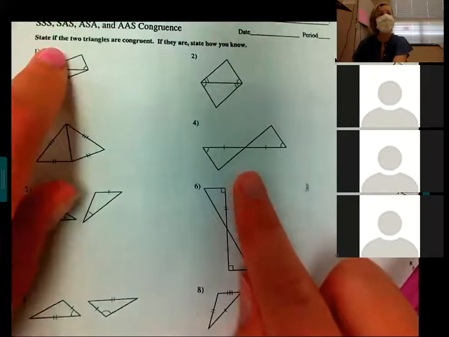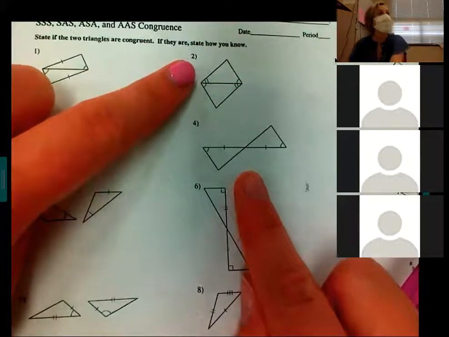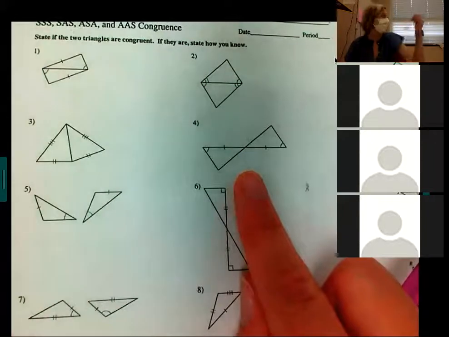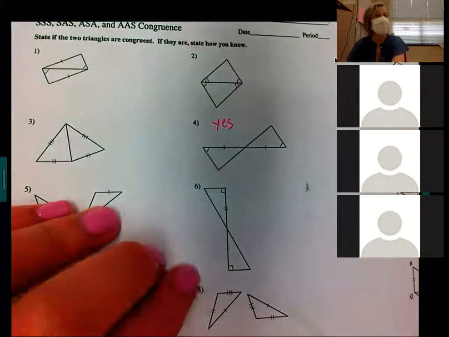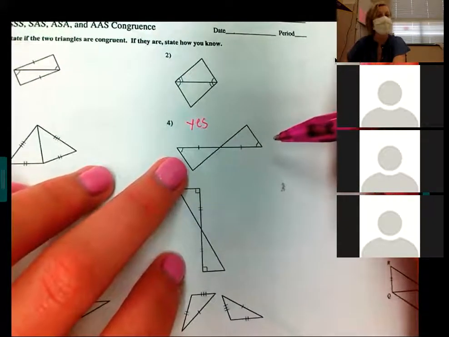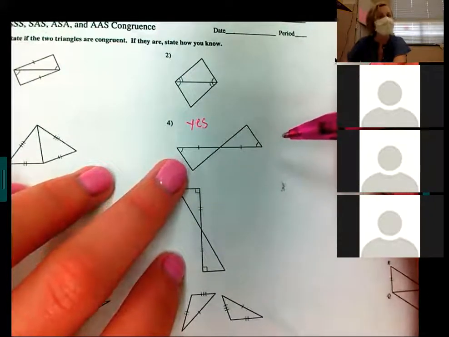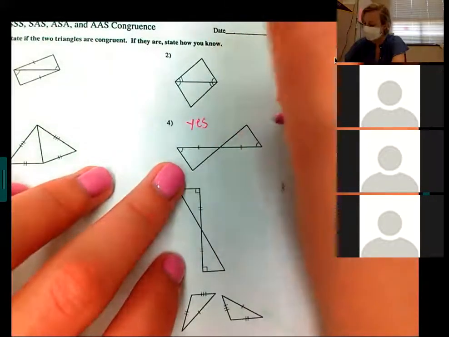It's saying state if the 2 triangles are congruent. If they are, state how. I'm not even asking you to name. I'm asking you to say yes or no and write the statement. I agree. These are yes. These two are congruent for number 4. Jordan, you paying attention? What postulate are these congruent by? Very good. How do y'all know it's ASA?